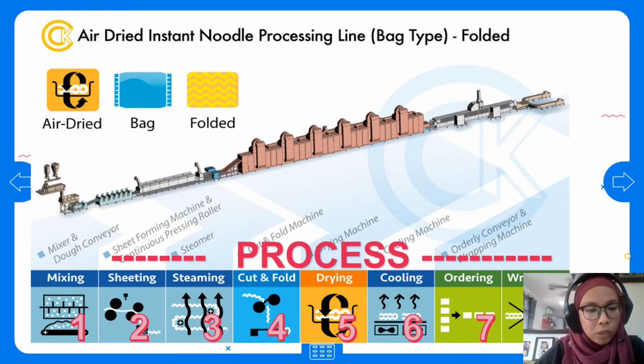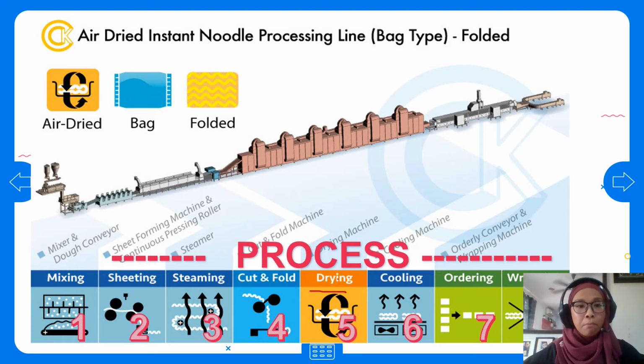Process. As I mentioned to you, the process is actually the sequence. This is the process. So there are 8 processes here. The first one is mixing, and then sheeting, and then steaming, cut and fold. So these are the processes for the whole stretch of manufacturing of instant noodle, the processing line. This is the whole process, right?